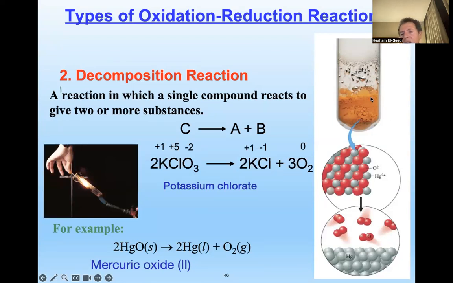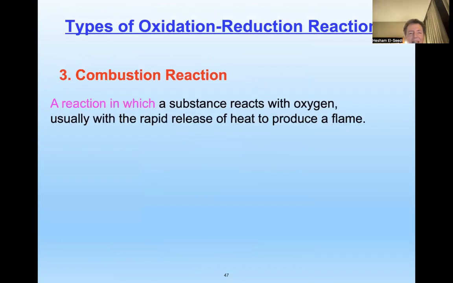And here, if you look at this example about HgO, right? It will give you this as well. So this is mercuric oxide. It will give mercury plus oxygen. Potassium chlorate will give you potassium chloride and oxygen. So this is decomposition reaction. Only one compound gives two. One compound gives two, right? So chemistry is easy, I think.